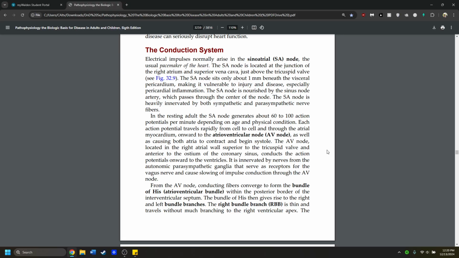The AV node, located in the right atrial wall superior to the tricuspid valve and anterior to the ostium of the coronary sinus, conducts the action potential onward to the ventricle. It is innervated by nerves from the autonomic parasympathetic ganglia that serve as receptors for the vagus nerve and cause slowing of impulse conduction through the AV node.